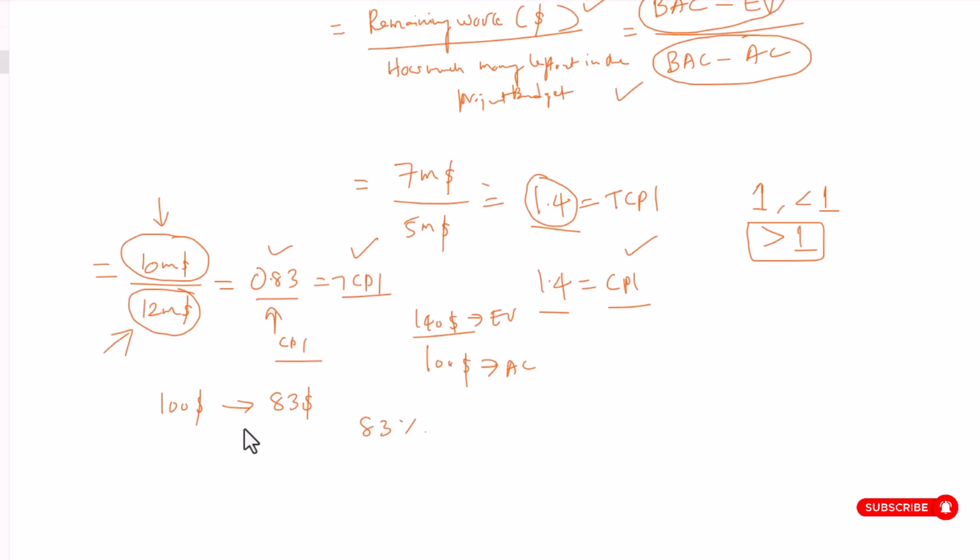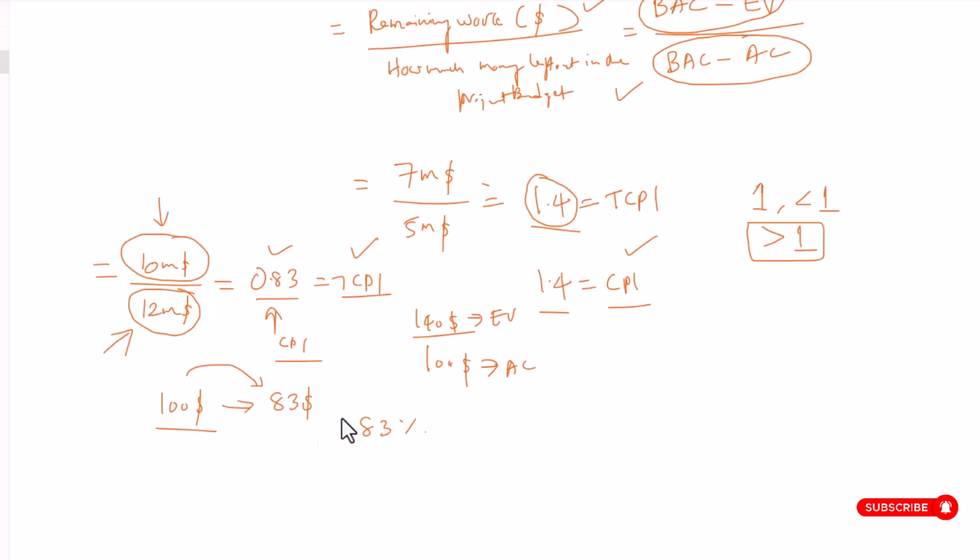This means, let's say you have $100. If you spend $100, you just need to earn $80 worth of work in the project. And that's a good situation, isn't it? You are not under pressure. So that's about TCPI. Now we have one exception when it comes to TCPI.